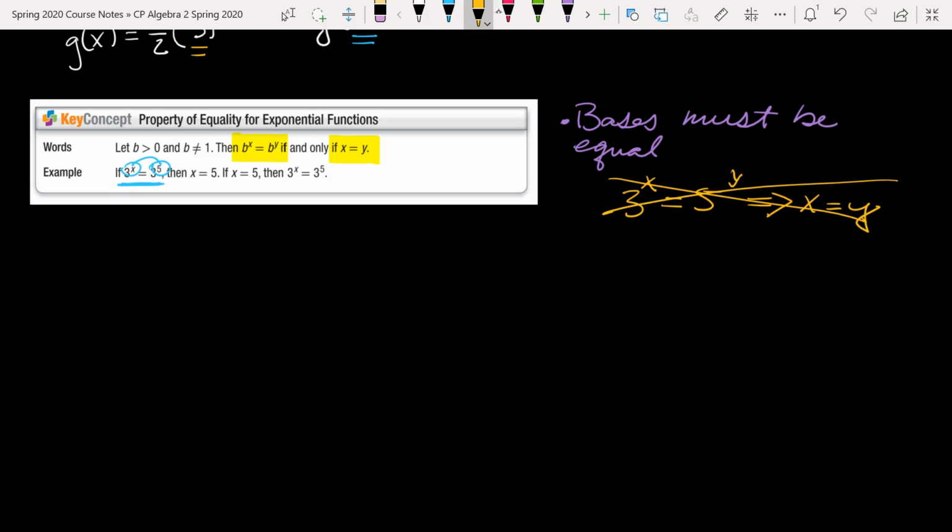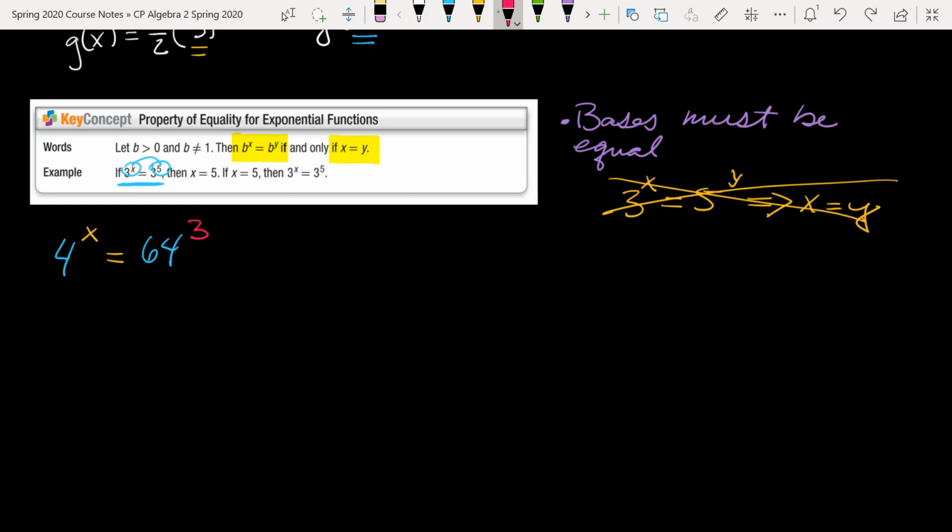So a lot of the work that we have to do is going to be manipulating expressions in order to get the same base. Let me give you an example. So 4 raised to some power x is equal to 64 raised to the 3rd power. We're trying to solve for x in this case. Well, we can't directly tie the x and the 3 to each other. That doesn't make any sense here because we don't have equal bases.